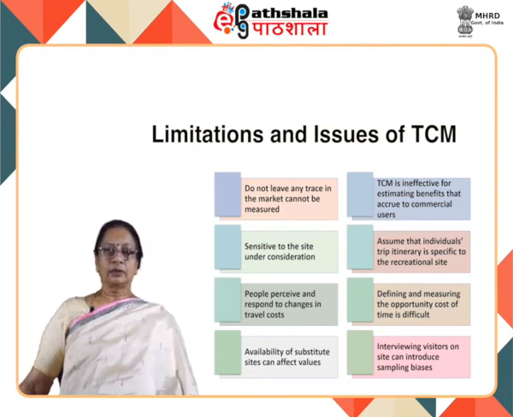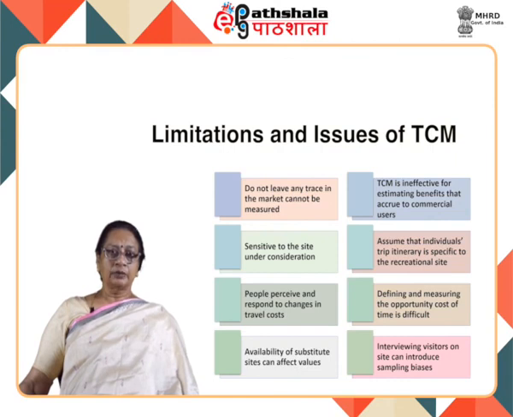Seventh, availability of substitute sites can affect values. For example, if two people visit the same site, their travel cost should be the same. But if one person has more substitute sites and prefers visiting this site, he attaches higher value to the site. There can be situations where people have low travel cost but high value for the site and therefore choose to stay in a nearby area. RUM estimates such values but is not estimated by ITCM.